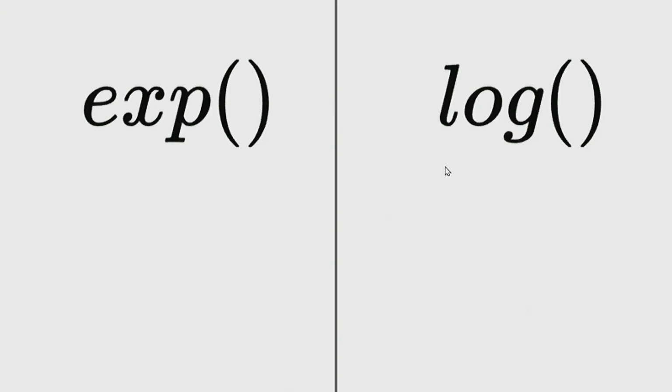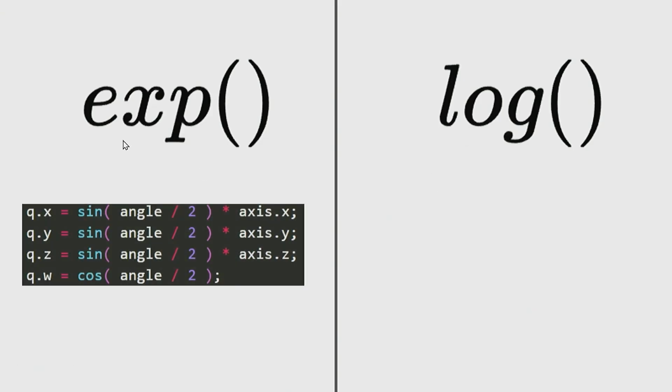Exponential and logarithm are what we're going to use to fix this bug, so to speak. Exponential is something that you've actually already seen in some sense. So exponential is kind of the same thing as axis angle to quaternion.